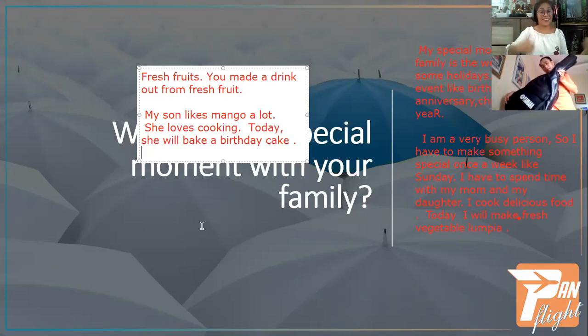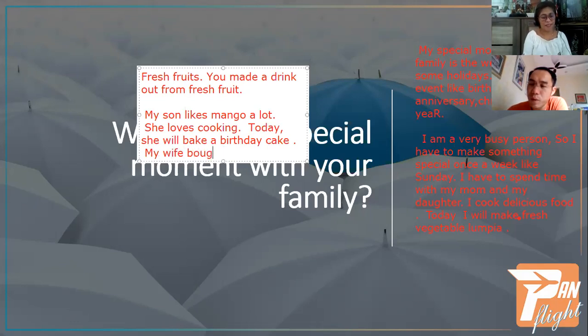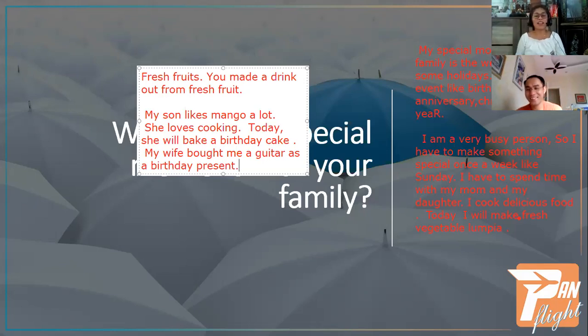My wife, for my birthday, guitar. Oh, who will play guitar? Who will play, your daughter? Me. Ah, you will play guitar. Yes, me. She bought it for me. Your wife? My wife bought a guitar for me, my birthday present. My birthday gift. My wife bought me a guitar as a birthday present. Wow. So sweet.